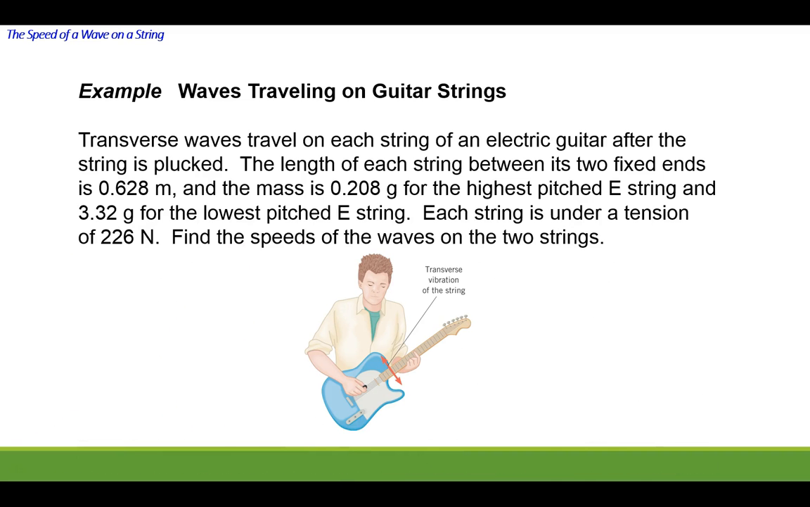So let's try an example. Transverse waves travel on each string of an electric guitar after the string is plucked. The length of each string between its two fixed ends is 0.628 meters, and the mass on one string is 0.208 grams, and on the other is 3.32 grams, and the tension for both of them is 226 newtons. What we're trying to do is find out what the speeds are on the two strings.